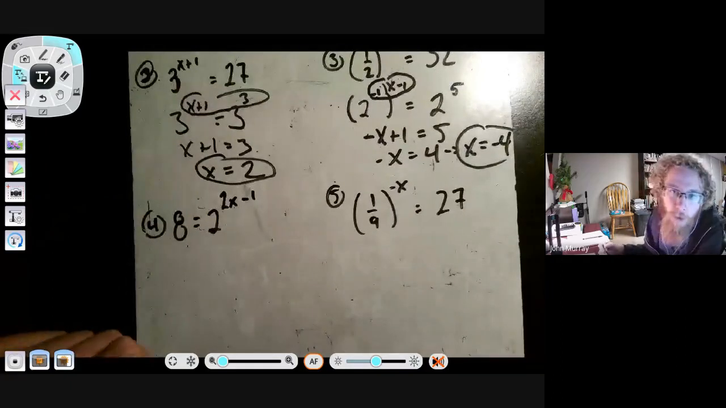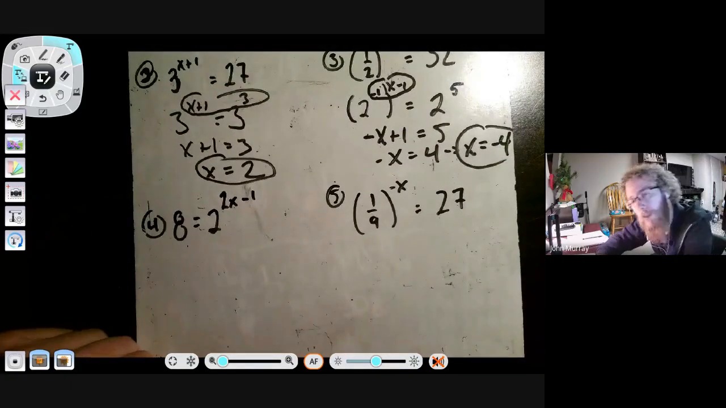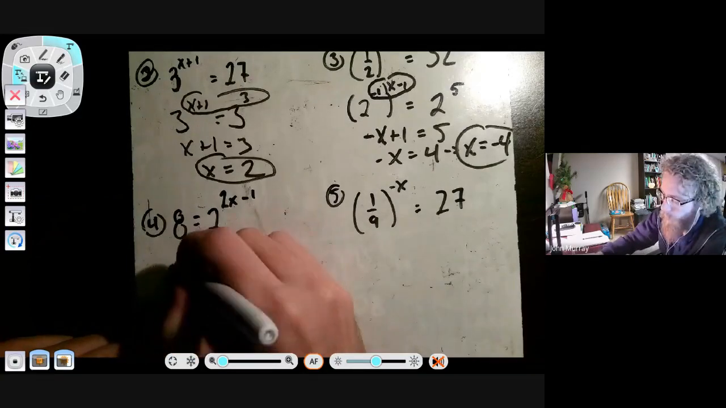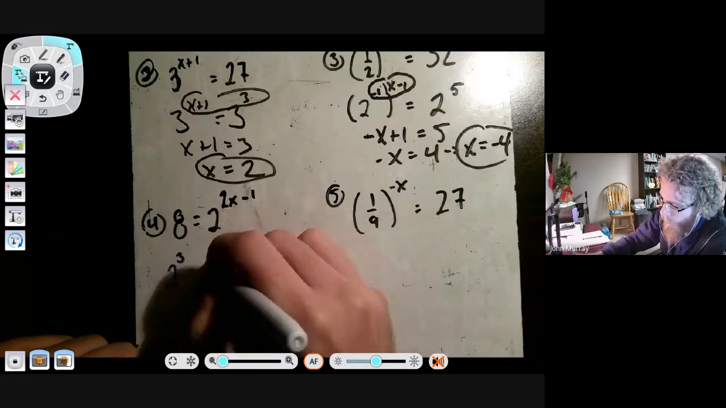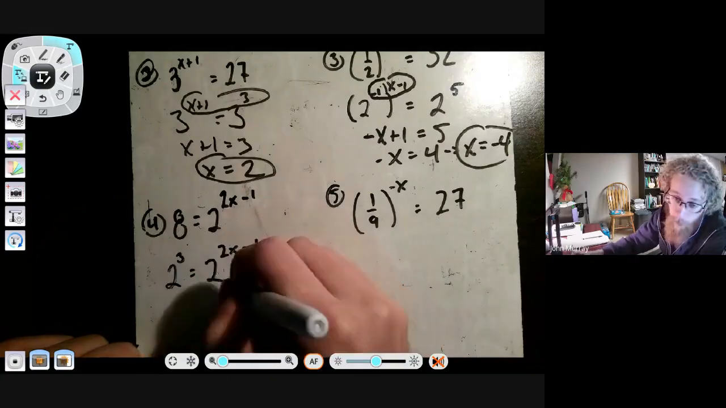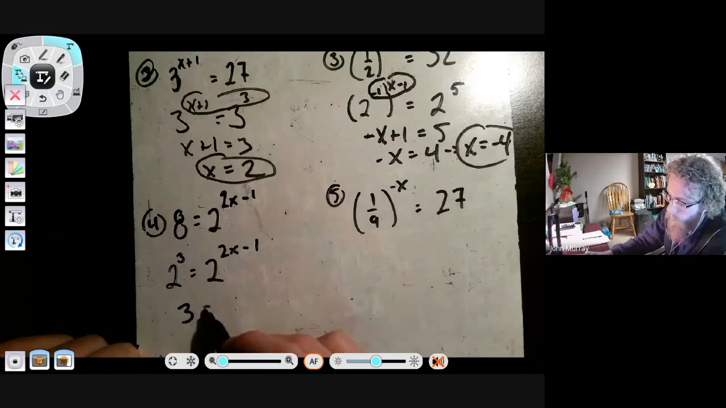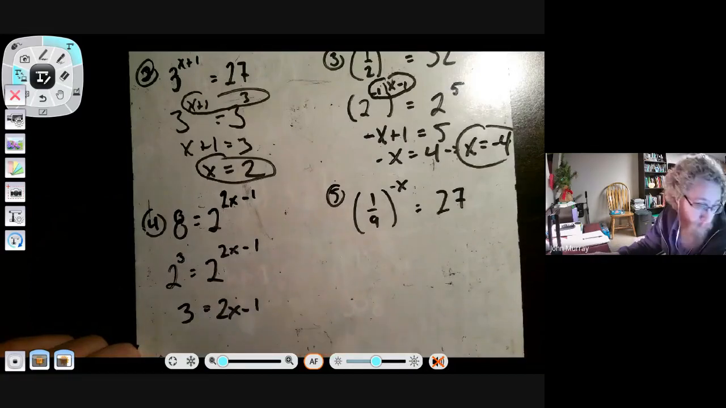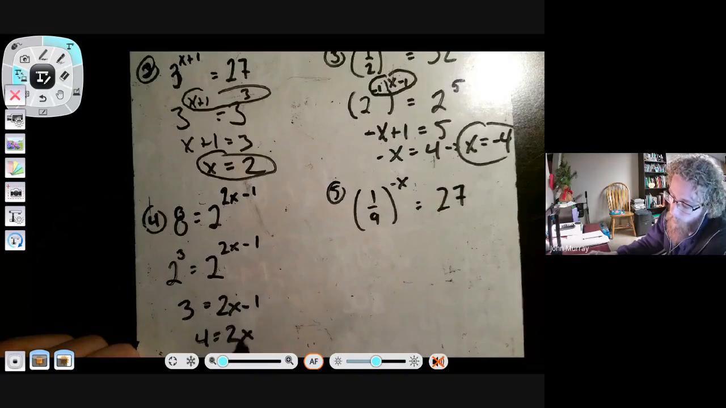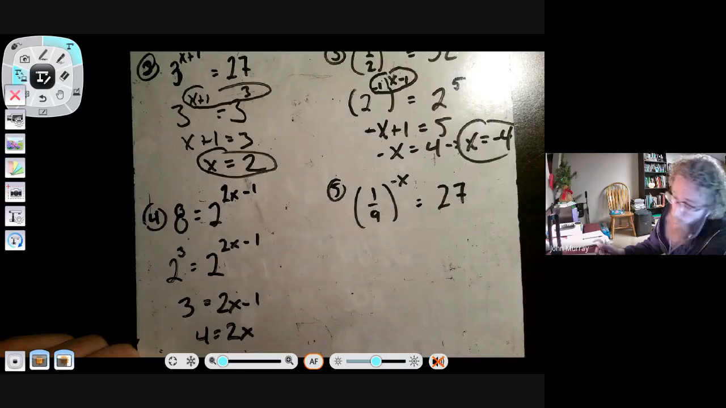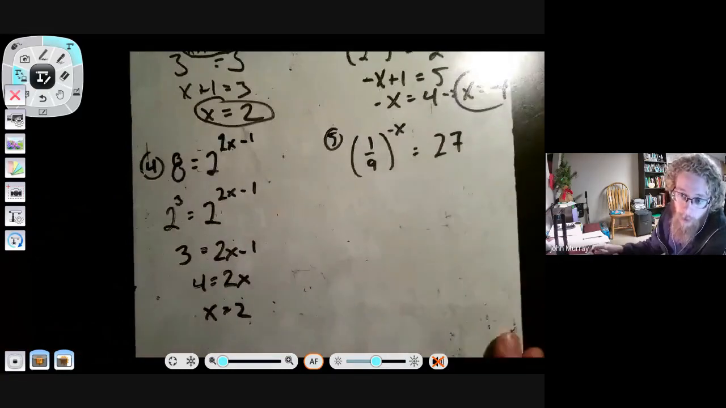Number 4 was a little more straightforward. It's more like number 2. You only had to change one side. 8 becomes 2 to the third. This is already a base 2, so we're not going to touch that. Looking at the exponents, 3 equals 2x minus 1. We add 1 to both sides, and we get x equals 2. Oops. Yeah, there we go, x equals 2.